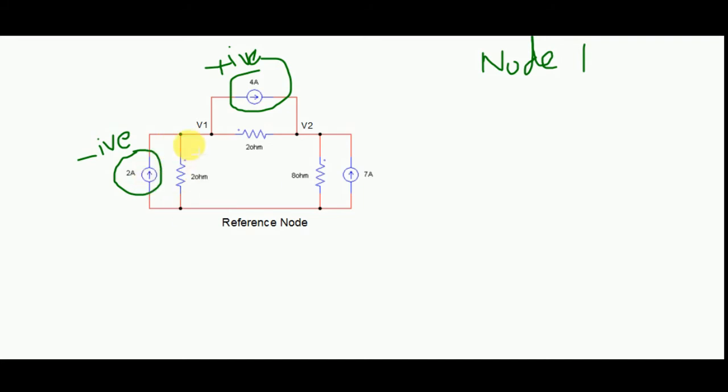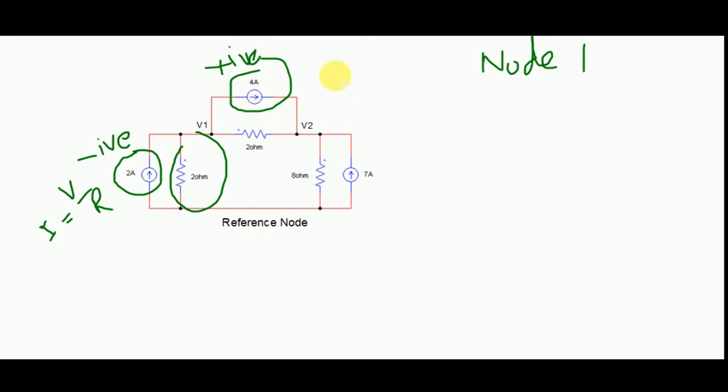For this branch resistor, we have to find the current using Ohm's law. Ohm's law says that I is equal to V by R. Now, constructing the equation of node 1.